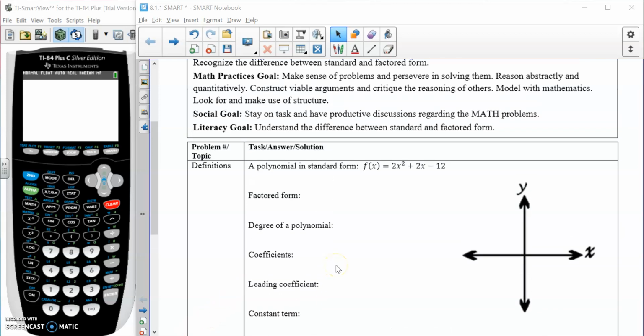Hey guys, so we are going to go ahead and start with the first section of Chapter 8.